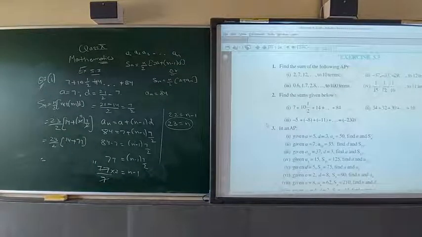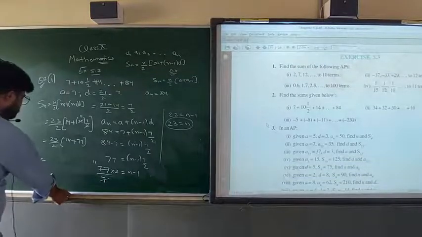In this type of question we have to find the value of n first, then we go for the sum. Now the second part you can do in the same way. The third part I will do as the last question of the class. Then a few questions we will discuss in the next class.